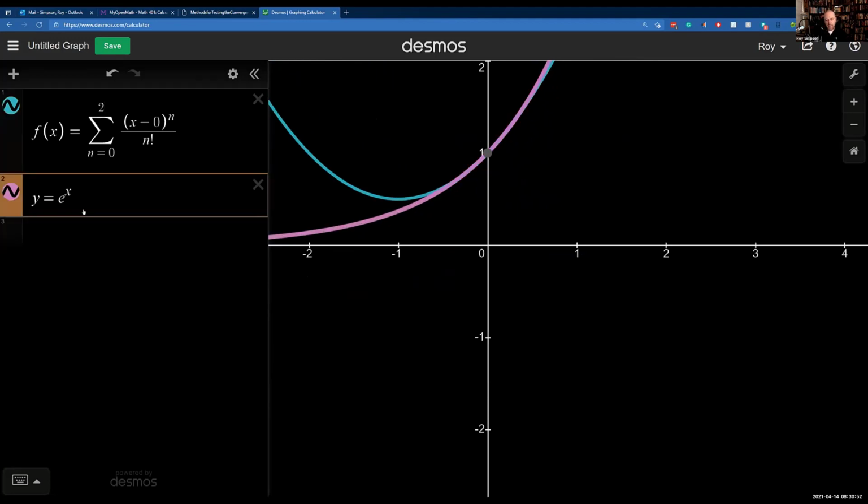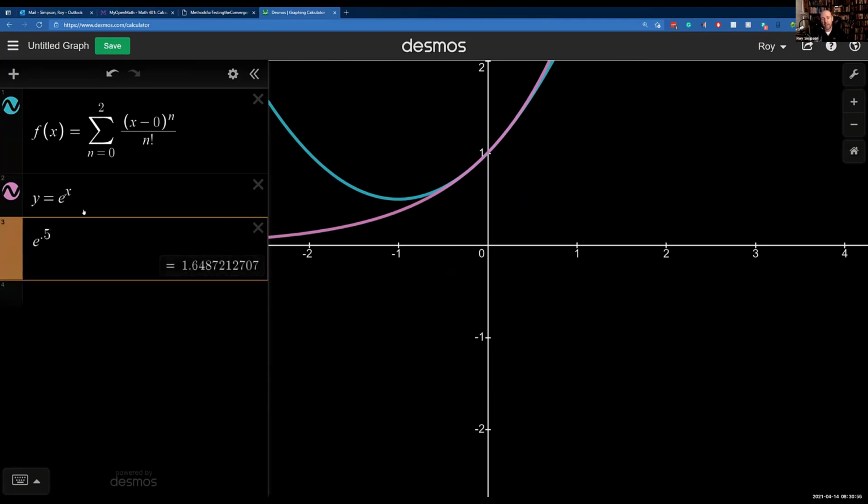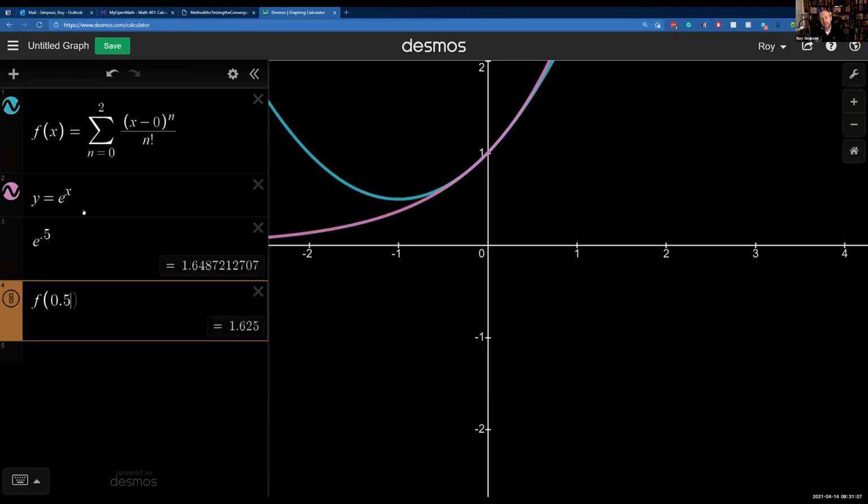We happen to know that e to the 0.5 is 1.6487 and some change. What about my polynomial approximation, f, evaluated at 0.5? That's not too bad. If I didn't have a calculator and all I had was a polynomial and plugged in a half to a second degree polynomial, that's not a bad approximation.